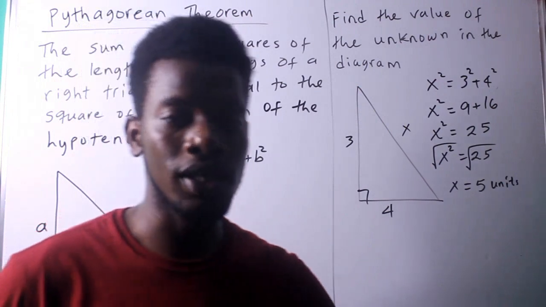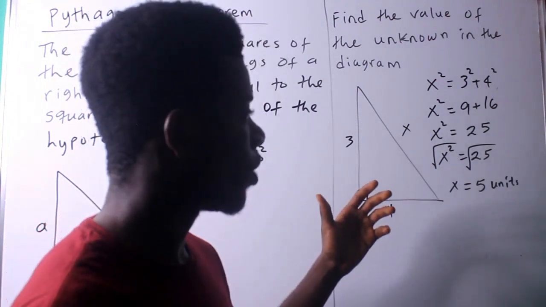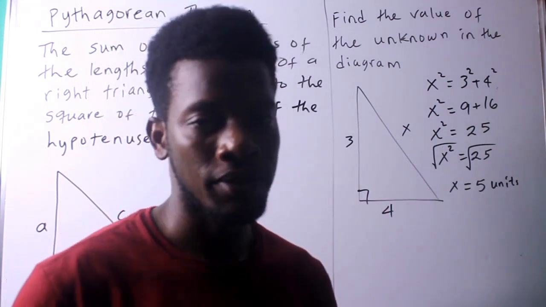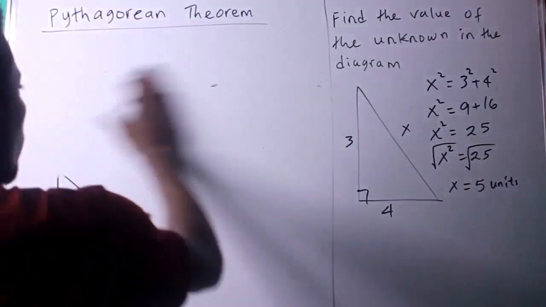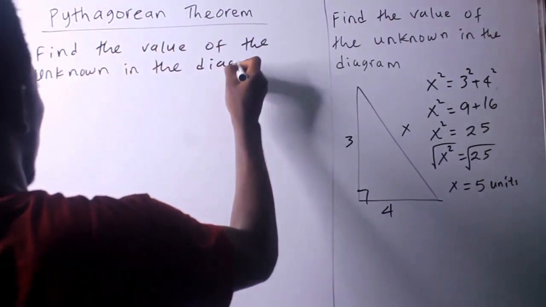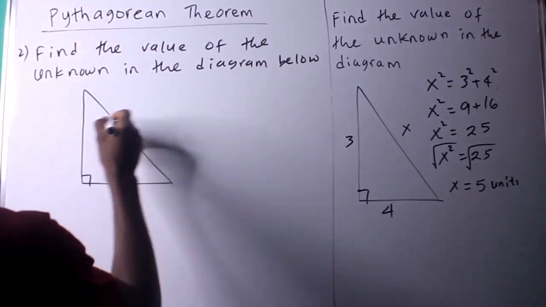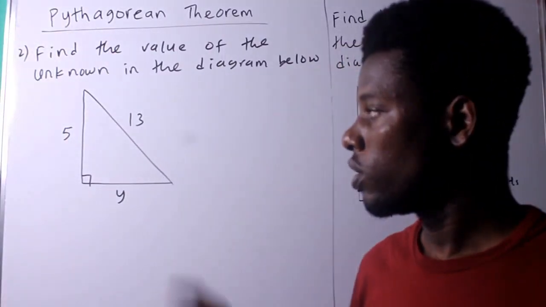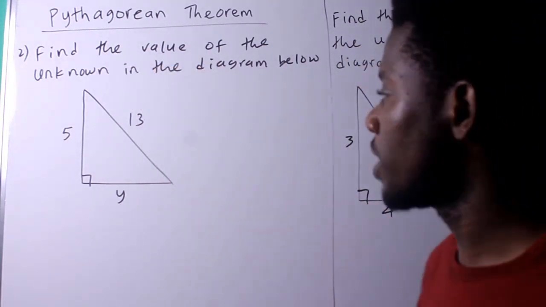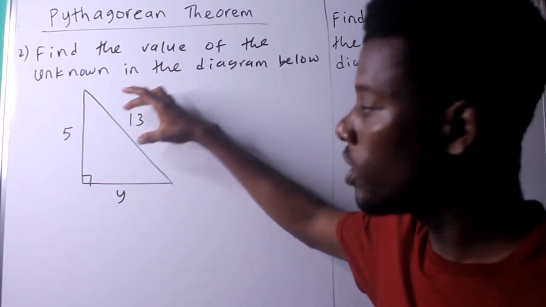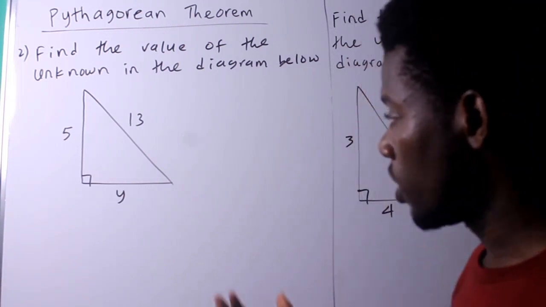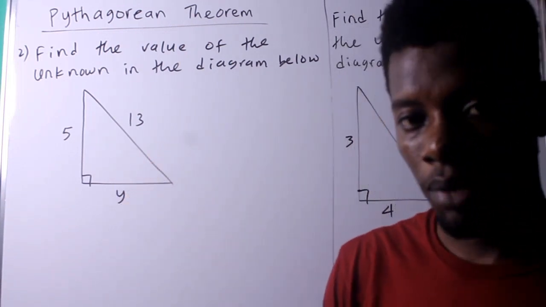So let's look at another example where you will be given the hypotenuse and one of the sides will be missing. You'll be asked to find that side. So for this diagram, we are told to find the value of the unknown in this diagram. So we have the hypotenuse to be 13, we have this leg to be 5, and this leg is y, we do not know. So again, once we see a problem like this, we state the Pythagorean theorem.